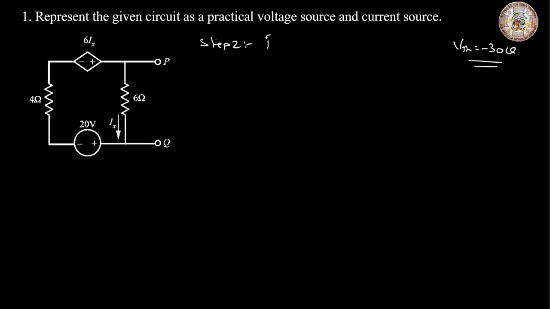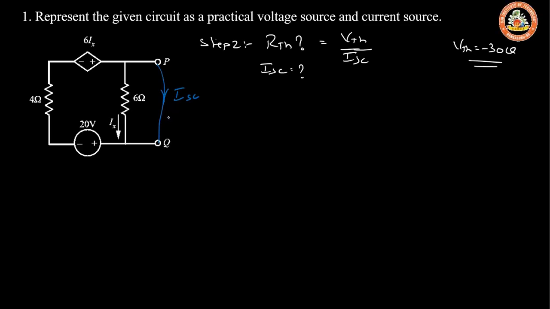Step 2, what we have to find? We have to find RTH. However, how do we find RTH? We have to find ISC. As we are aware, RTH is equal to VTH by ISC, that is R is equal to V by I. So how do we find ISC? For ISC, we have to short circuit P and Q, and find the current going down, and I coin this as ISC.